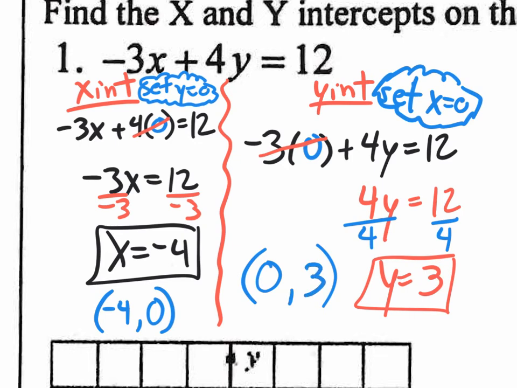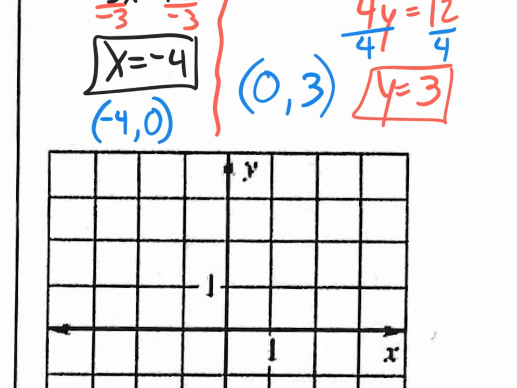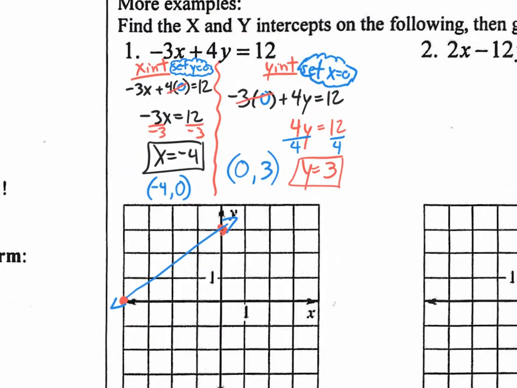Now let's graph both of those. The x-intercept is negative 4. So let me go to the x-axis. Go to negative 1, 2, 3, 4 right here. Put a dot right there. That's where it crosses the x-axis. The y-intercept is 3. So go 1, 2, 3. Put a dot right there. There's my dot. All I need to do now is connect the dots, and I have my line, and I put arrows on it. And I'm done. That's how you do this.